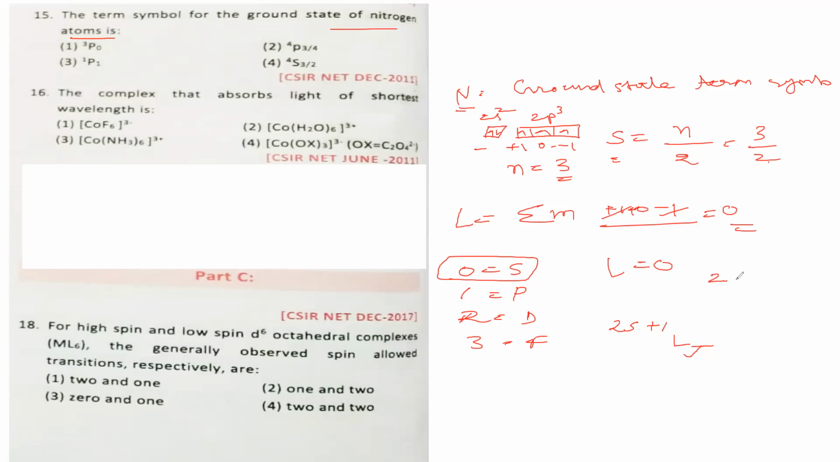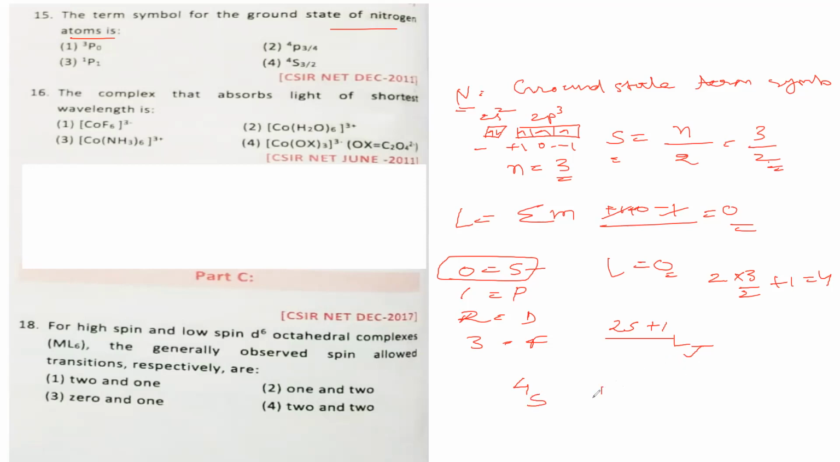So 2 into what is S? S is 3 by 2. So 3 by 2 plus 1 comes to 4. Okay. So instead of 2S plus 1, we have to write 4. Now L is 0, so for 0 we have to write S. So it is S.